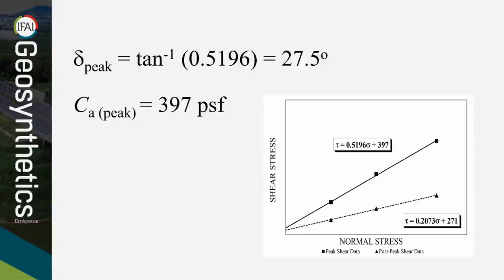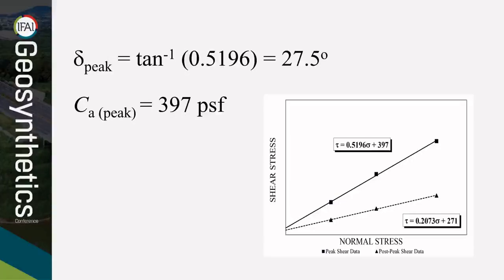From the example result provided, the peak friction angle is calculated by taking the inverse tangent of the coefficient of friction in the first term of the peak shear equation, 0.5196, which equals 27.5 degrees. The second term provided in the peak shear equation, 397, is the adhesion intercept.